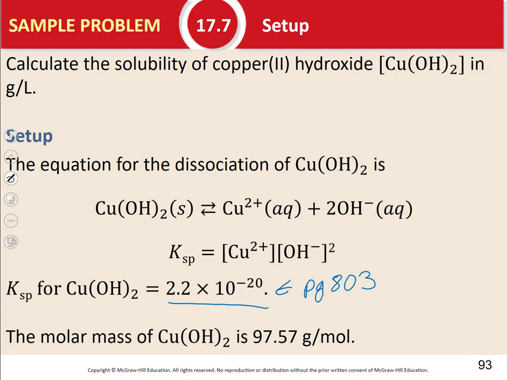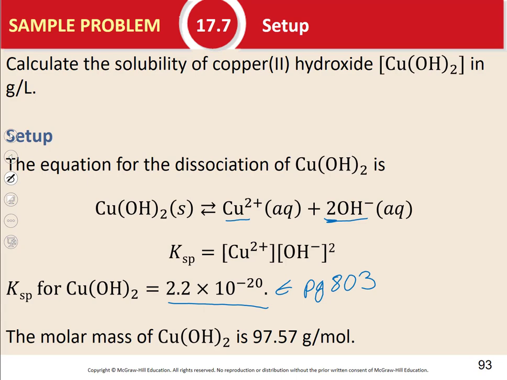Now, the next thing we need to know is what this dissociation reaction is going to look like. So copper 2 hydroxide, when it dissociates, we get a copper 2 plus ion, and then we get 2 hydroxide ions. It's important to make sure your dissociation equation is balanced, because does stoichiometry play into your ICE table? Does it matter that I have 2 hydroxides instead of just 1?